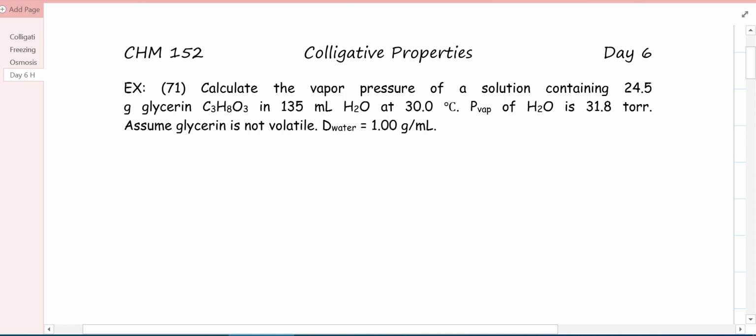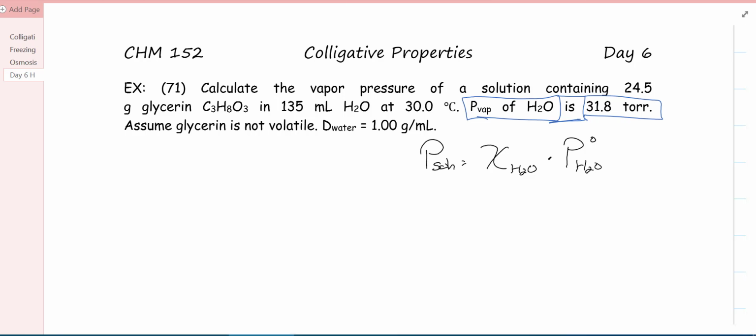So we have one vapor pressure here for water. Just one, right? And that's 31.8 torr. That's very important. Okay, so I need the mole fraction. So my pressure of the solution will equal the mole fraction of water, the solvent, times the pressure of pure solvent, H2O in this case. All right, well, we know what the pressure of H2O is. It's 31.8 torr. That's easy. I need the mole fraction.